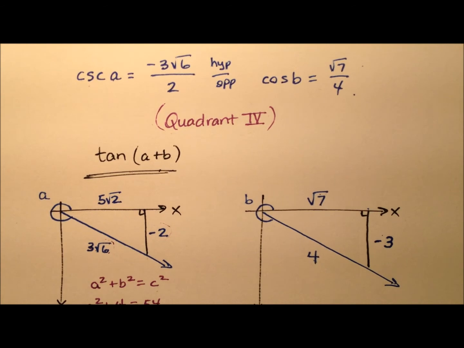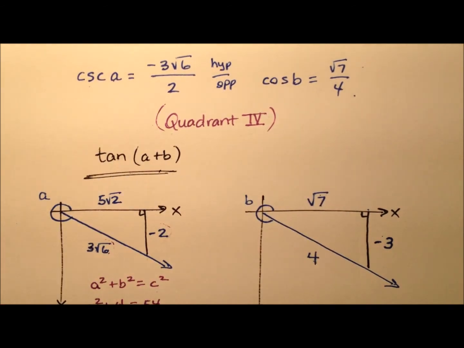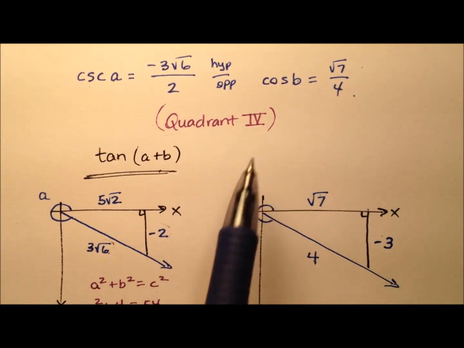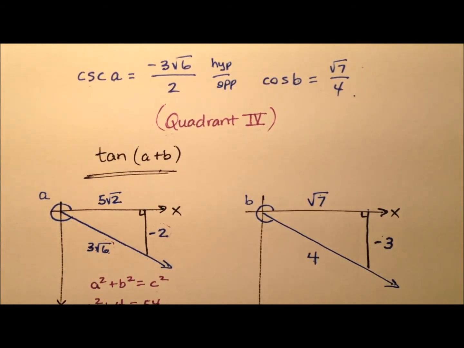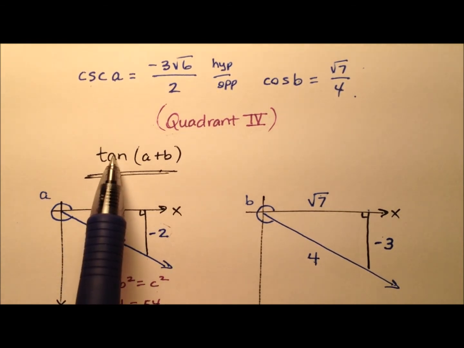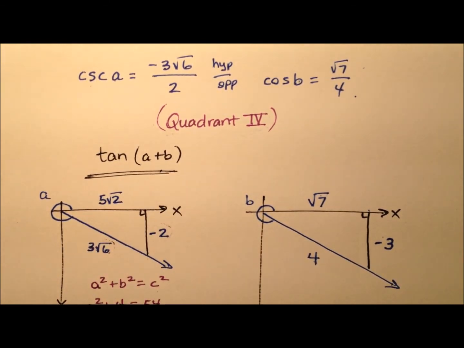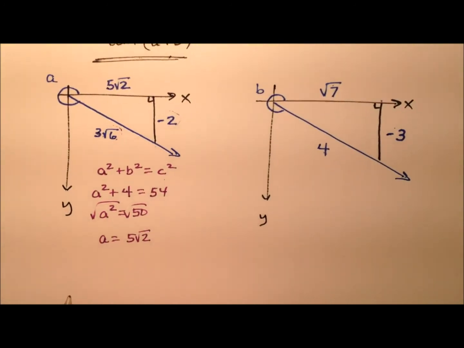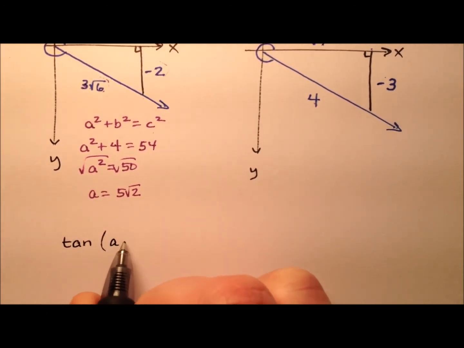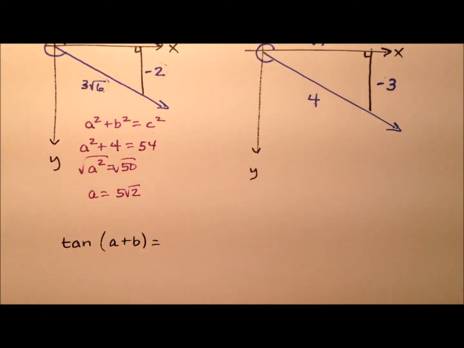So looking at the problem in its totality, here we are. We have these two angles, A and B. We know we're in the fourth quadrant, and here are our reference triangles that we built. So now let's go ahead and find the tangent of the sum of these two angles. We have a nice identity that we can use, so let's go ahead and write this identity down. So the tangent of A plus B equals.